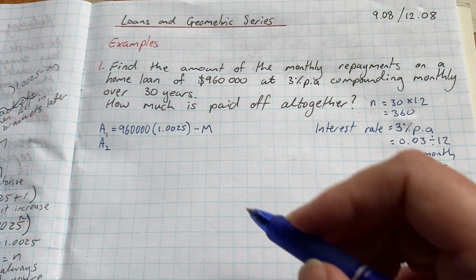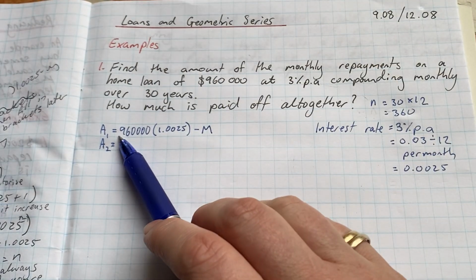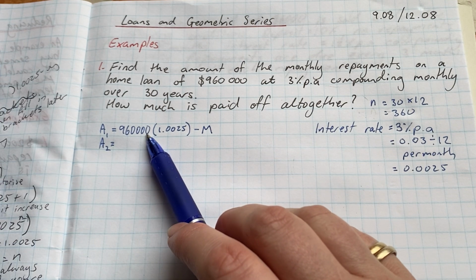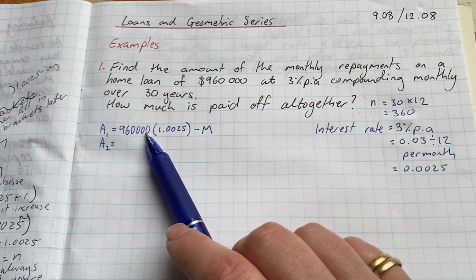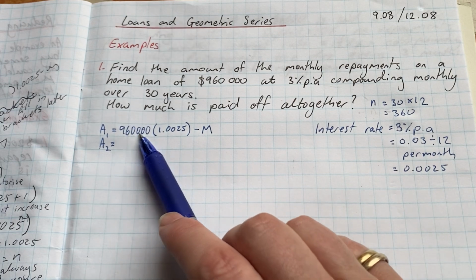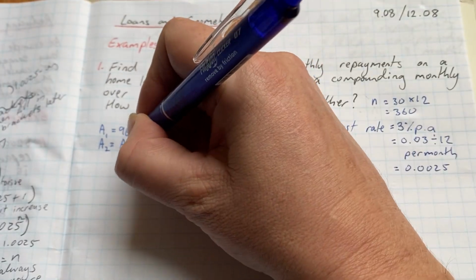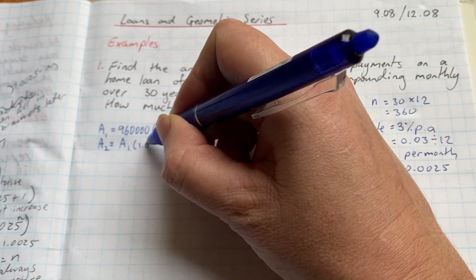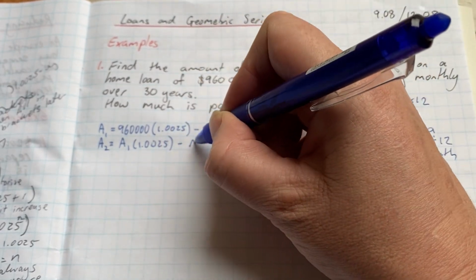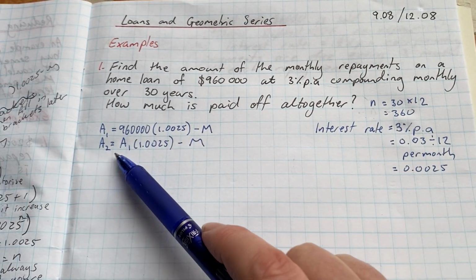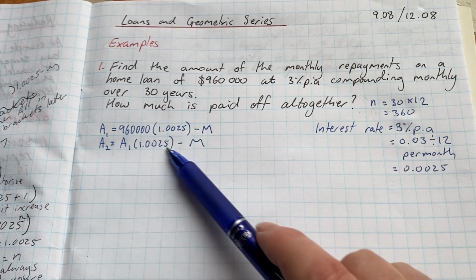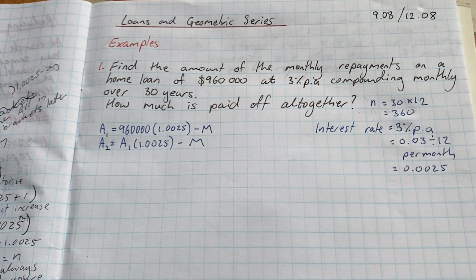So A2, after the second month, it's not 960,000 anymore. Okay, that number has now changed. Everything else is exactly the same. Instead of 960,000, it's A1. Everything else is the same. So you can always work out this line from that line. And that's going to mean that A3 will be A2 times that minus M. So that continues each time, and that's why it's recursive. Okay, it repeats.